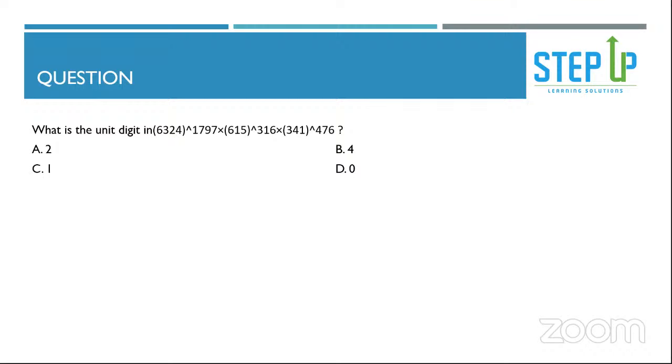Okay, so unit digit, the number is like 6324 to the power 1797 into 615 to the power 316 into 341 to the power 476.